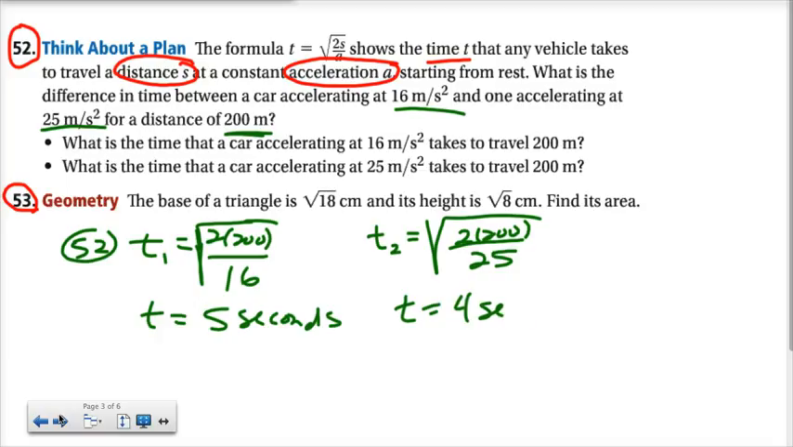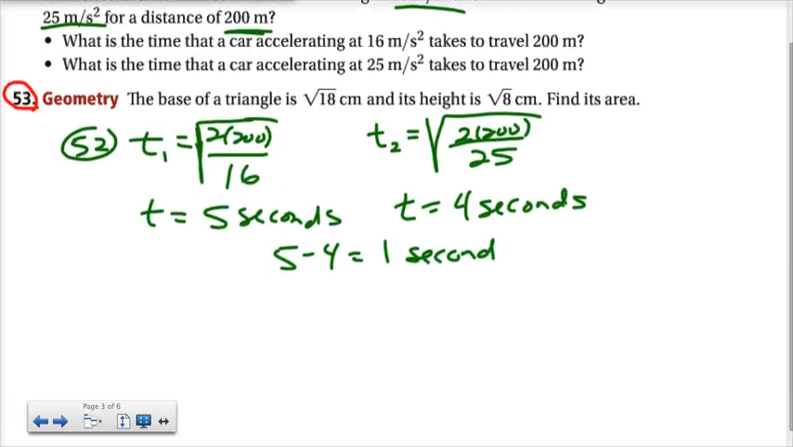And just like anything else in word problems, you always check to see did you answer what they wanted. It says what is the difference in time between those cars, and that's going to be 5 minus 4, which is 1 second. Again, in the first one, you take 400 divided by 16, then take the square root. 400 divided by 16 is 25. You take the square root of 25 and you get 5. For the second time period, it'd be 400 divided by 25, which is 16, and the square root of 16 is 4. So keeping track of the variables is the hardest part of that problem.